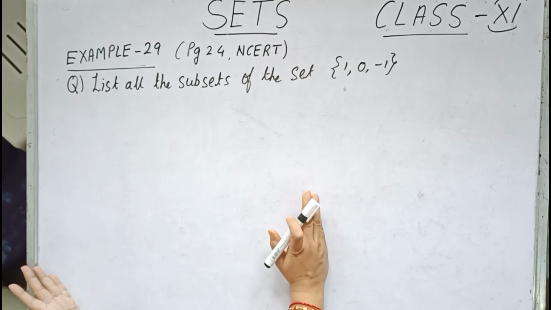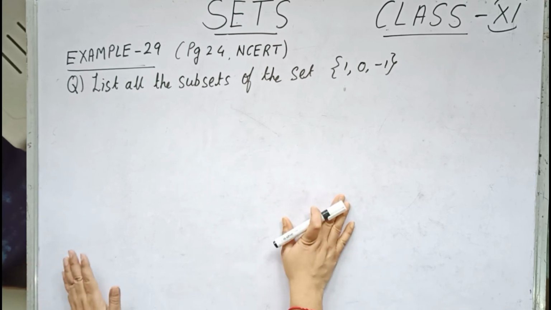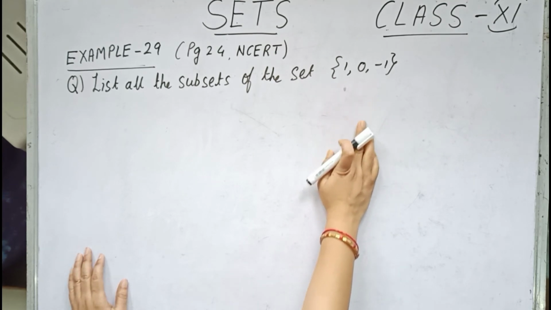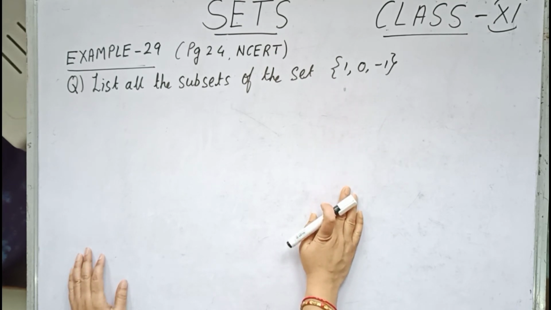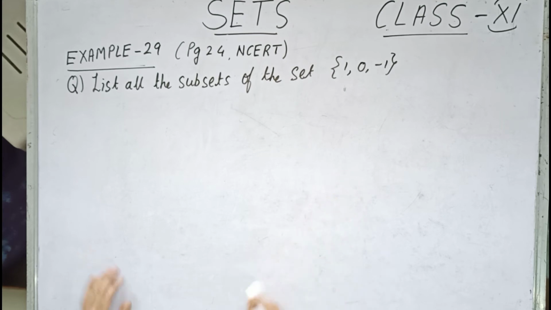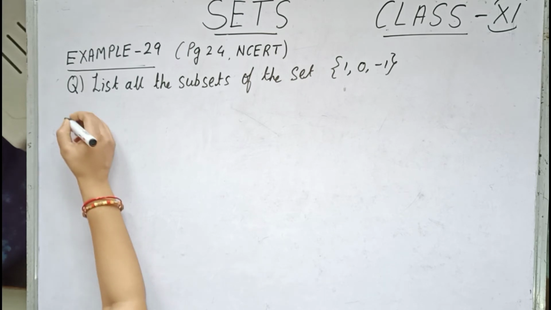So before finding the subsets of this set, we should know how many subsets are possible. Over here the number of the elements is 3, so the number of the subsets of this set will be equal to 2 to the power 3, that is 8. This should be in our mind. So let us start.